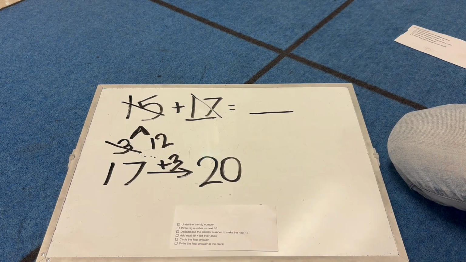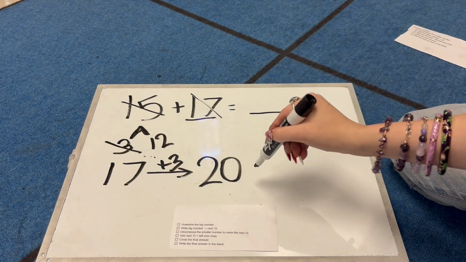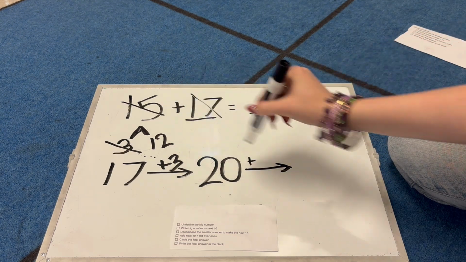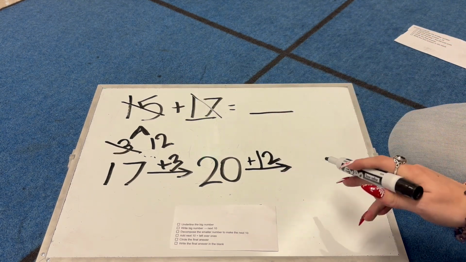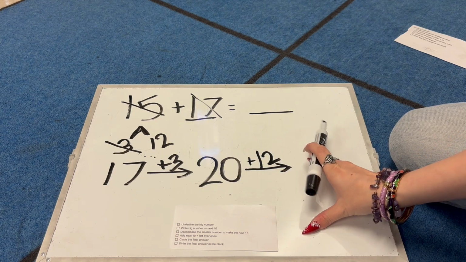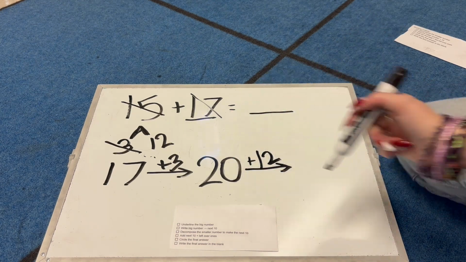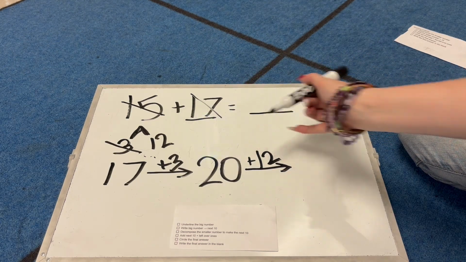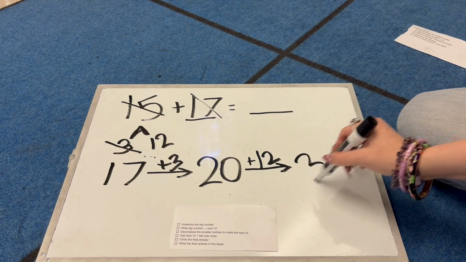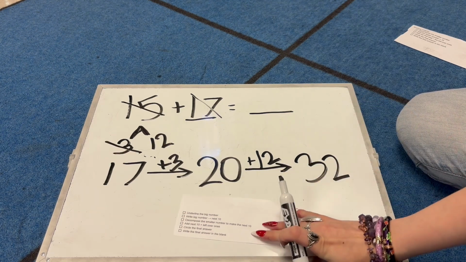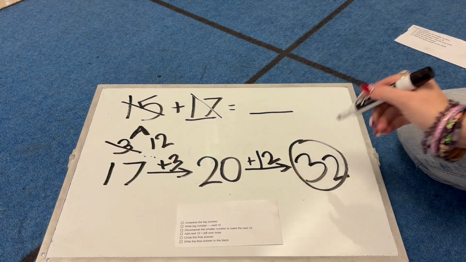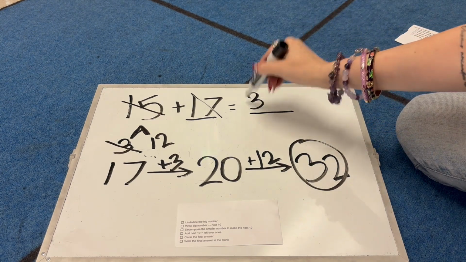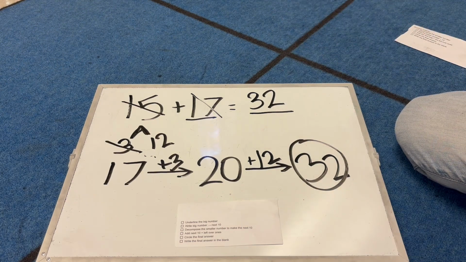In this equation, my next 10 is 20. I'm going to put an arrow, and I need to add my leftovers, which is 12. Some students may be able to add the 12 easily, since this is an even 10, or you can say 20 plus 1 ten is 30, 30 plus 2 ones is 32. Then my next step is circle the final answer. So I have circled my final answer, and I will write my final answer in the blank.